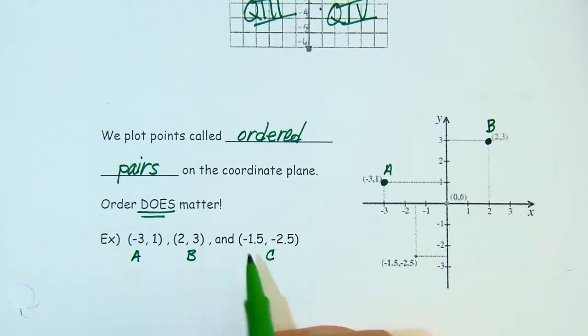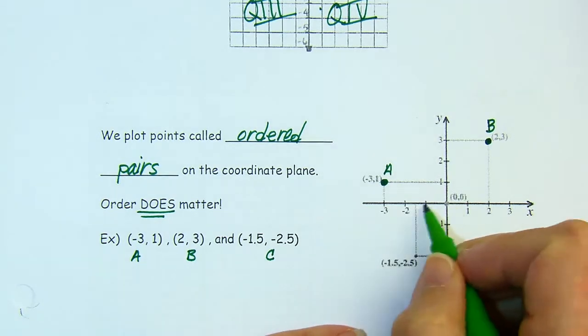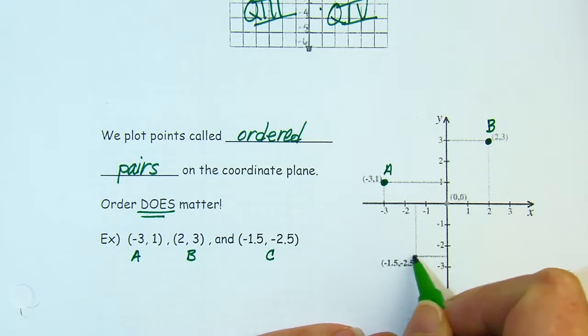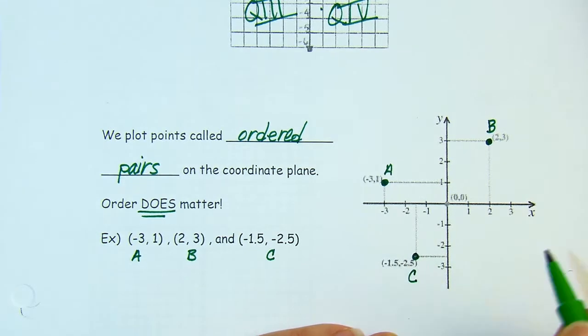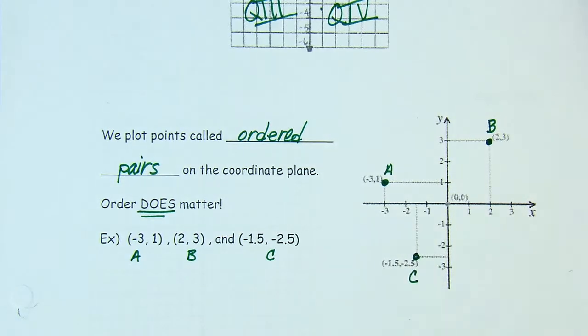And of course, this is negative 1.5 and negative 2.5. So x is negative 1.5, y is negative 2.5. This is the coordinates for point C. So, no rocket science there. Easy peasy lemon squeezy.